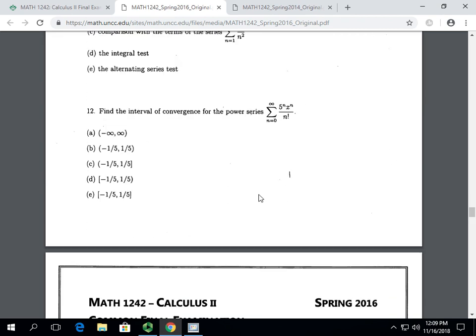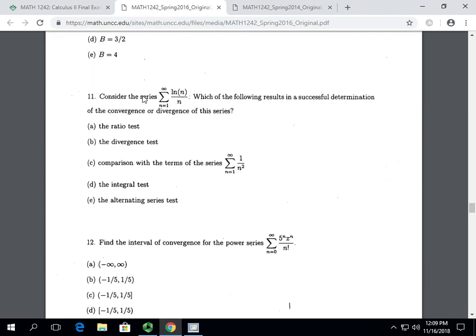Here's another summation right here. Consider the series: the sum as n goes from 1 to infinity of the natural log of n over n. Which of the following results in a successful determination of the series? Would you ever use a ratio test on this thing? Lord, no. There are no powers of n or factorials. Divergence test? No. If I take the limit as n approaches infinity, I get 0, so that's not the divergence test.